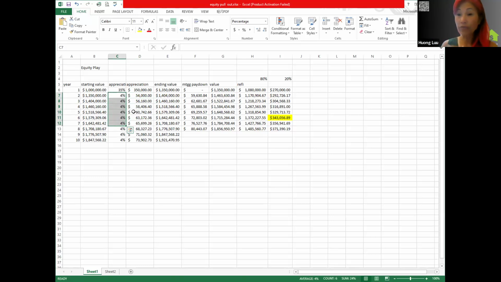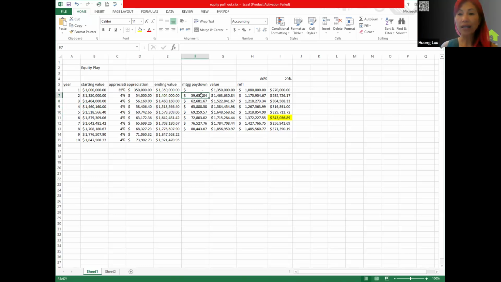This is part of that whole compounding interest. Okay. And if you notice, we're not starting at the 1 million, we're starting at the 1.35. And then the year after, we're starting at 1.4. And then the year after that, 1.46, because that appreciation is growing on the value at the end of the year. Okay. So you'll see the ending value is here.